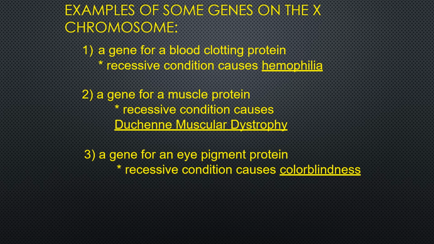One is a gene for blood clotting protein. When we carry the recessive, that results in a condition called hemophilia. So the inability to clot your blood. Secondly, there's a gene for a muscle protein that results in a condition called Duchenne's muscular dystrophy. And again, that's a recessive condition. And thirdly, and probably the most fun really, is a gene for an eye pigment protein. And the recessive condition of this one causes colorblindness.